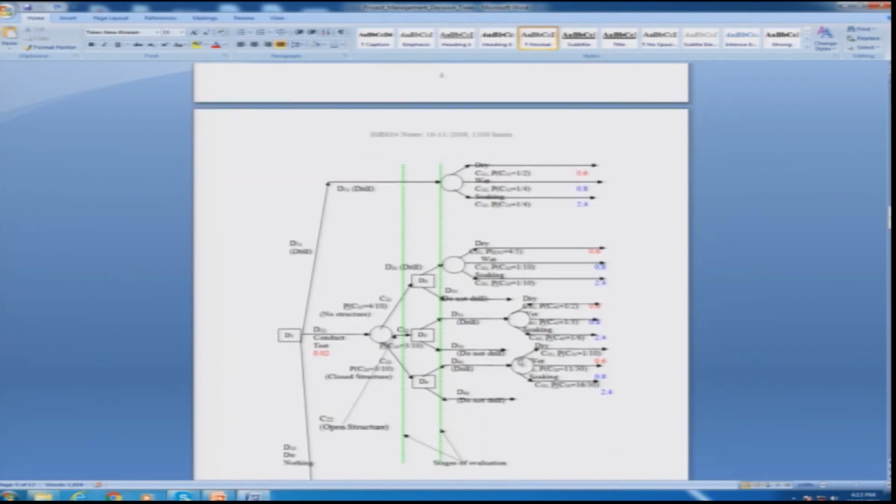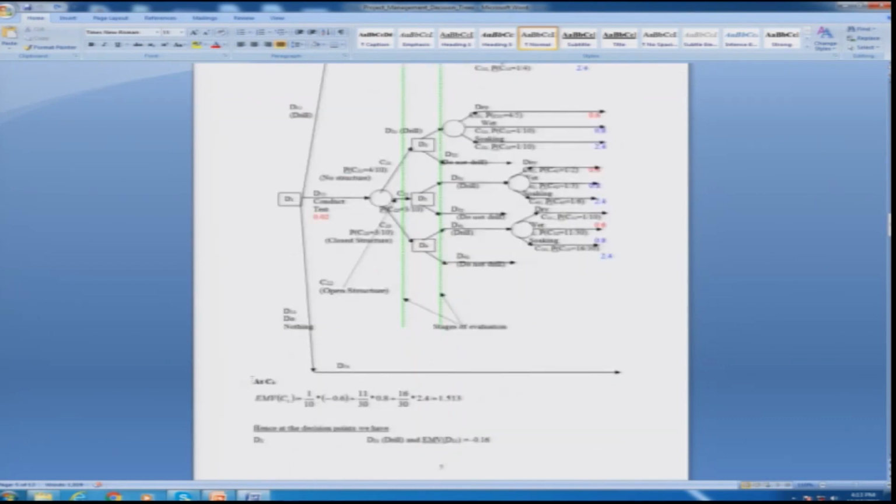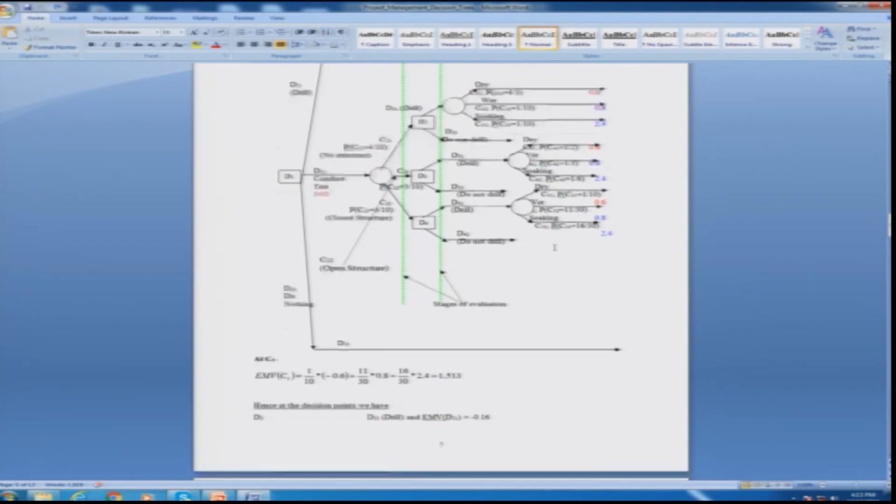Similarly, if I go into this last node, it is minus 0.6 into 1 by 10, where the cursor is, then plus 0.8 into 11 by 30 and 2.4 into 16 by 30. Now, 16 by 30 means that you have conducted the test, found there was a closed structure, and based on that when you drilled there was a soaking basin, based on which you find the maximum probability of getting the oil.